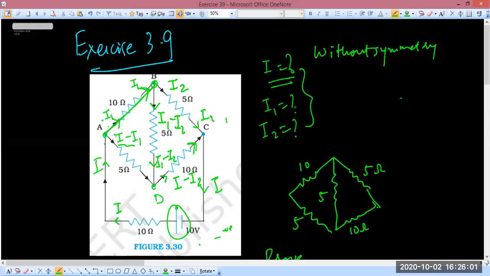Okay, Chaitya, absolutely wrong. So if you do it without symmetry, this is what you'll have to do. But exploiting symmetry really helps here.